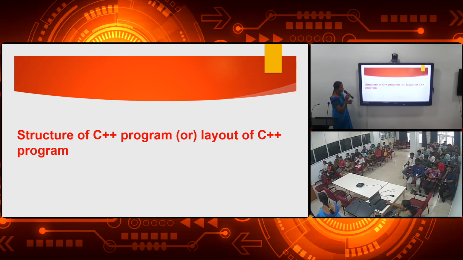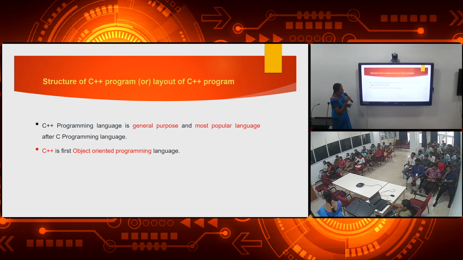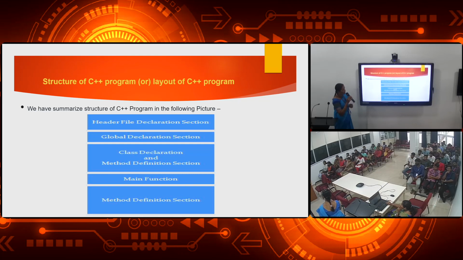Next one is the structure of C++ program, or layout of a C++ program. C++ is a general purpose and most popular language compared with C, and C++ is the first object-oriented programming language. This is the overall structure of a C++ program.